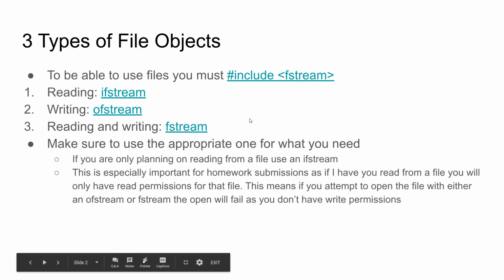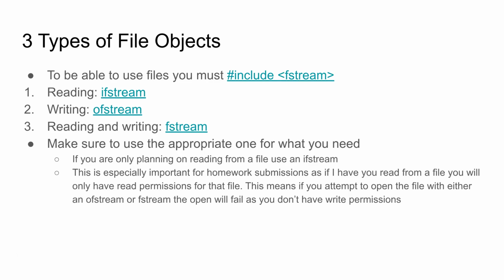If you want to use files, you have to include fstream. There are 3 types of files defined inside fstream: an ifstream, an ofstream, and an fstream. ifstreams are for reading, ofstreams are for writing, and fstreams allow you to do both reading and writing. One thing that's really important is to make sure to only use the appropriate type of file stream for the operations that you want to do. If you're only planning on reading, use an ifstream. If you're only planning on writing, use an ofstream.